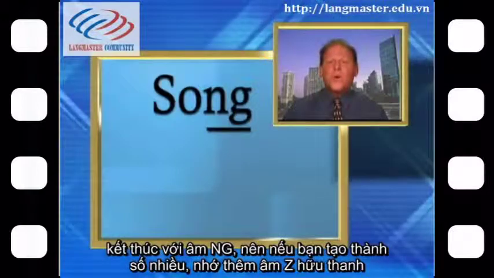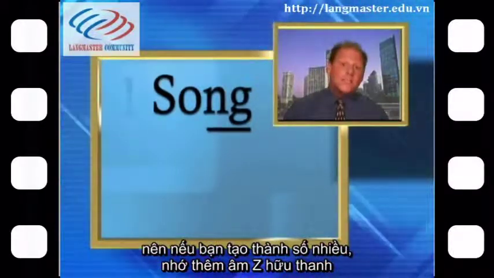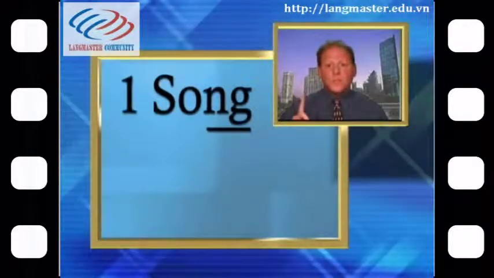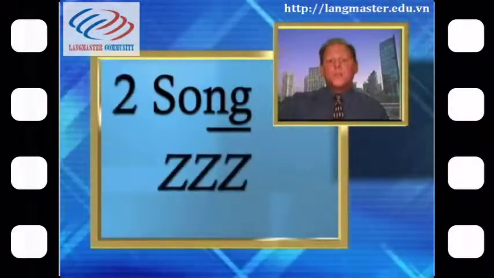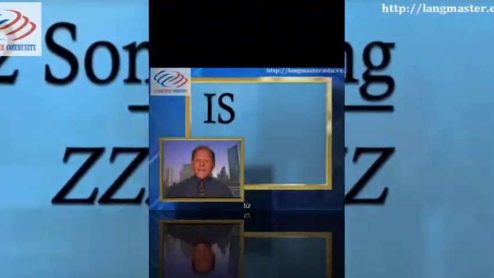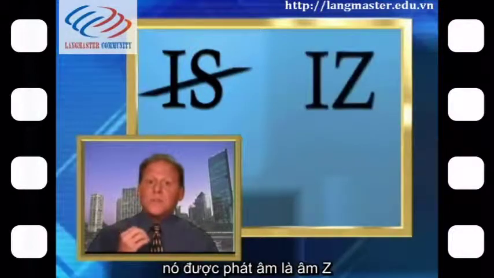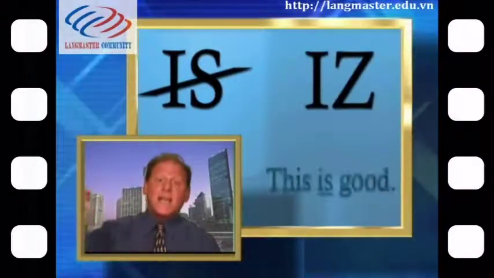Song ends with a voiced NG sound. So if you make it plural, don't forget to add a voiced Z ending. You've got one song or two songs. Two songs. The word is, it's not unvoiced, it's pronounced as if it were a Z.